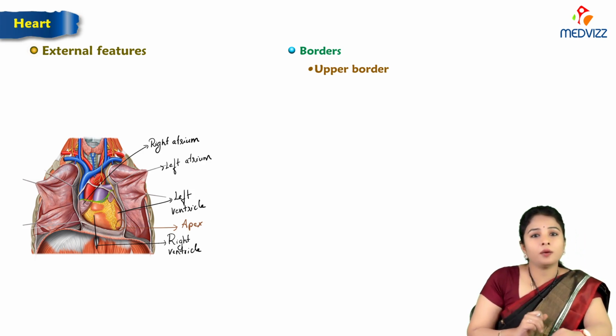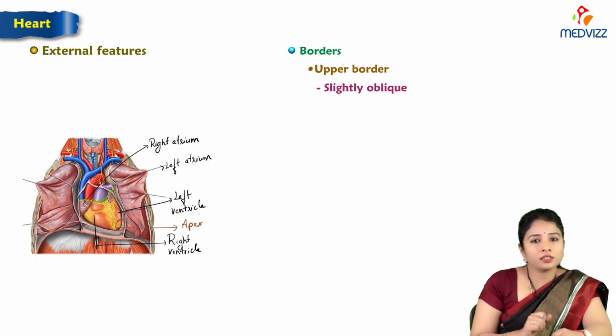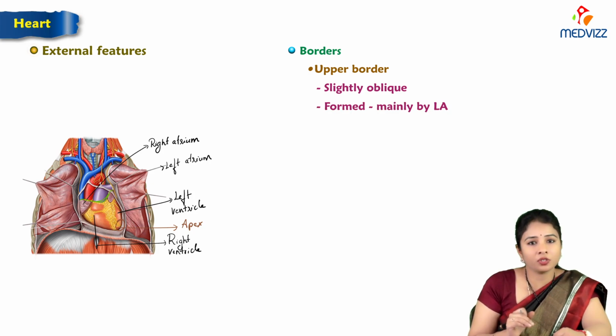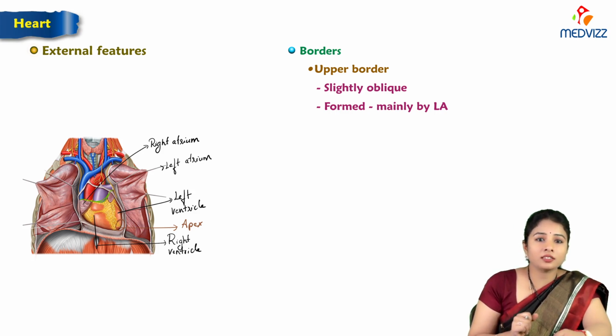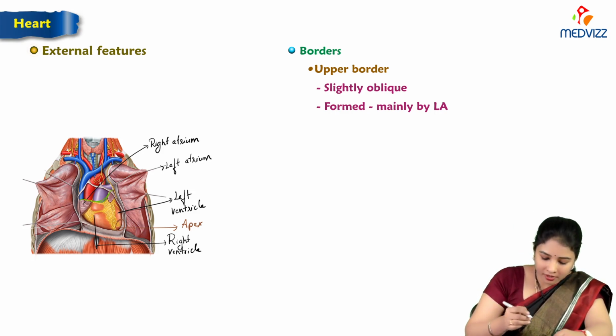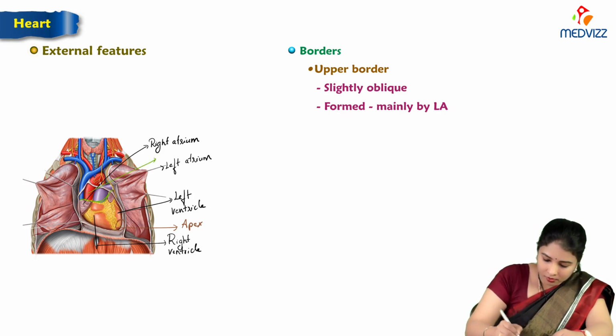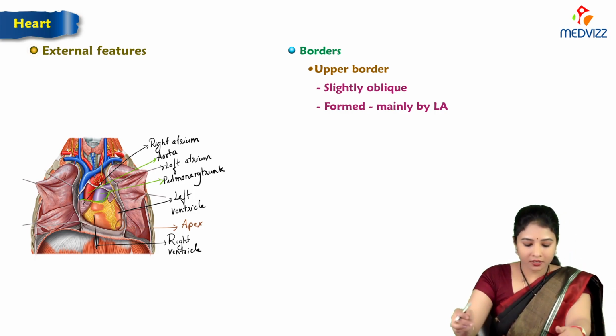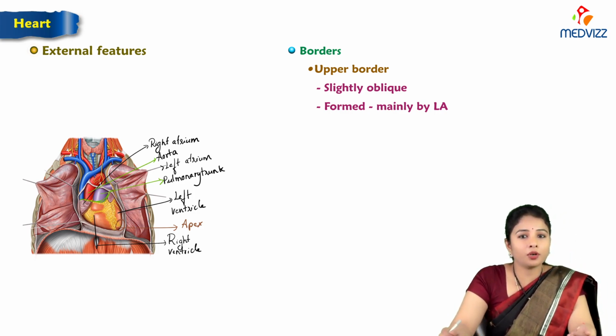So this is the upper border of the heart. It is slightly oblique and mainly formed by the left atrium. From the posterior view, you can see the left atrium forms the upper border of the heart, and it is related to the ascending aorta and pulmonary trunk. So this is the aorta, and the pulmonary trunk, which are related to the upper border of the heart.